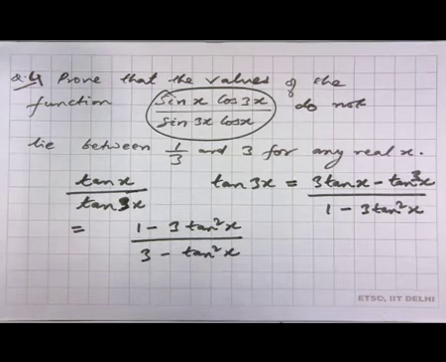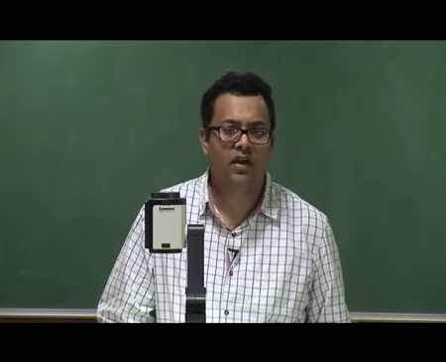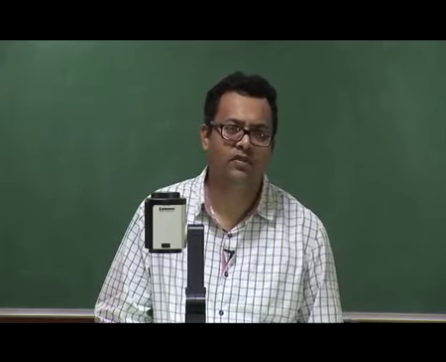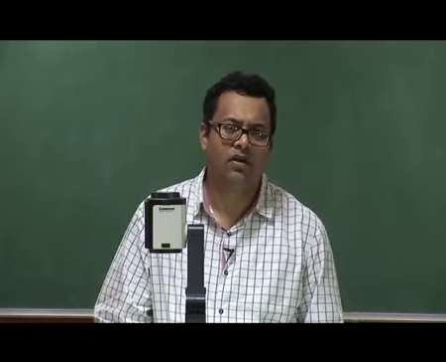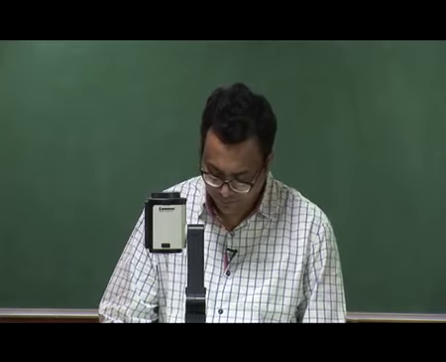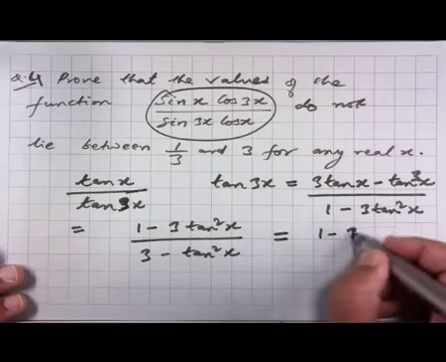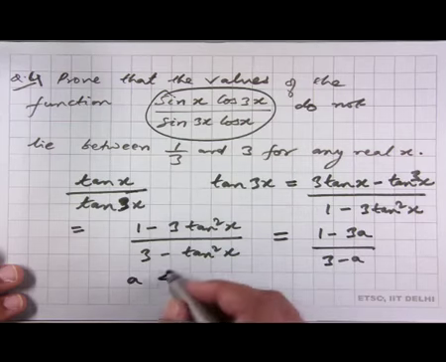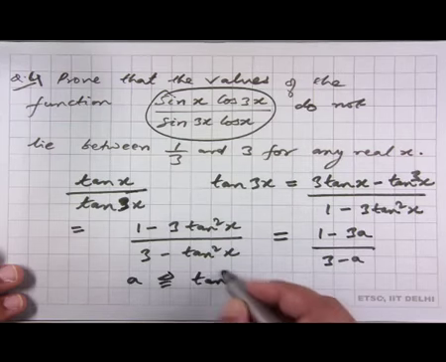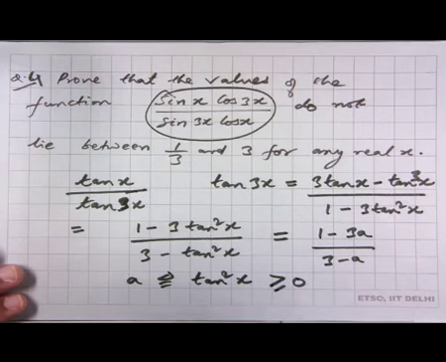Now, we know that tan x takes all values between minus infinity and plus infinity, and therefore, tan square x will be taking all values between 0 to infinity. So, tan square x will be a non-negative real number. So, then what we will do is we will represent this as 1 minus 3a over 3 minus a, where a is defined as tan square x, and of course, we know that a is greater than or equal to 0.